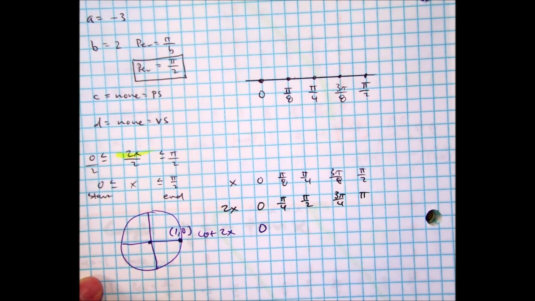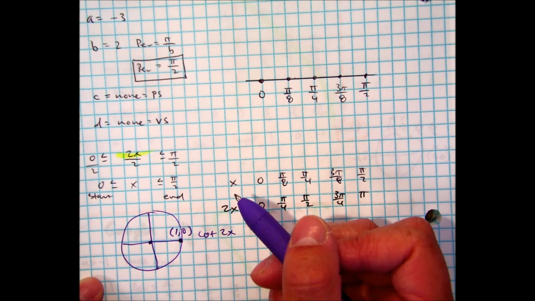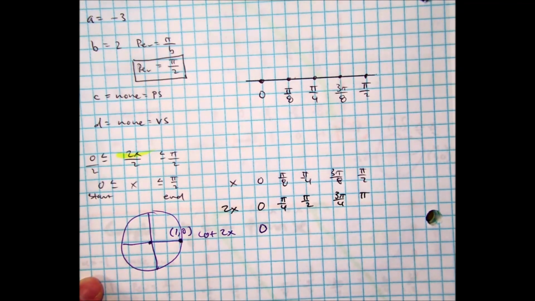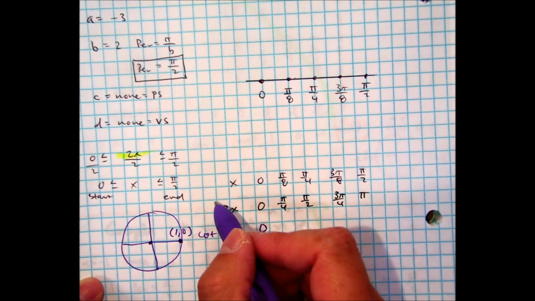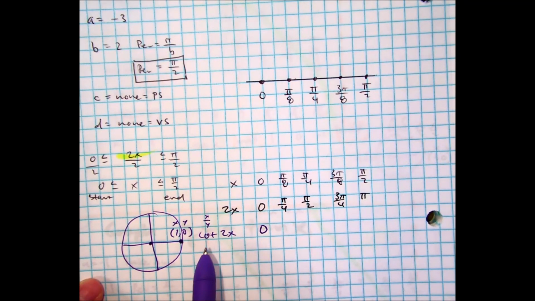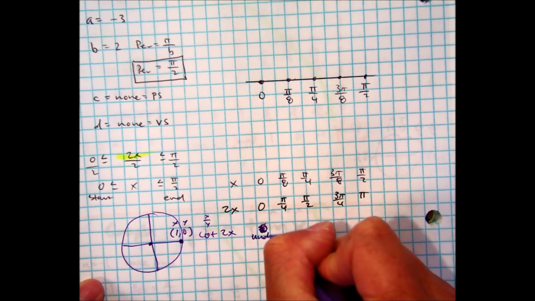Rebel, cotangent is which two letters? X over y. So Rebel, what is x over y? 1 over 0. And how would you simplify 1 over 0? That'll be undefined.